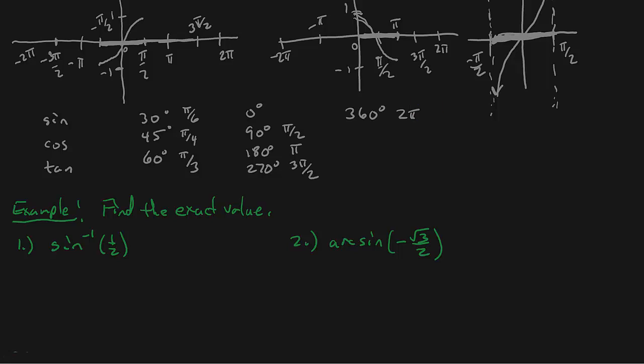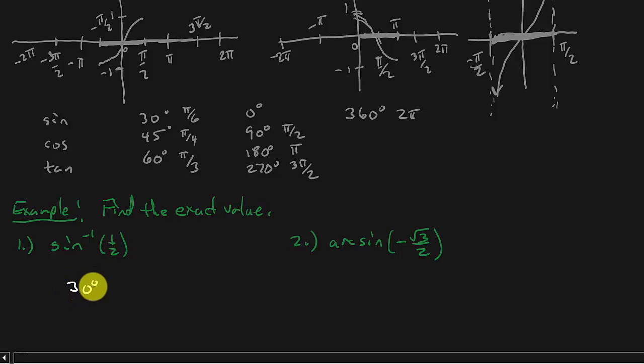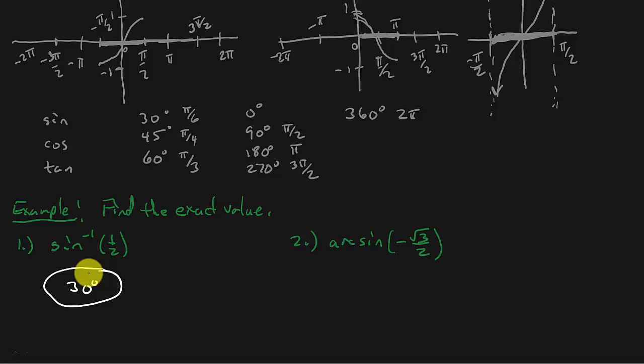So we've got inverse sine of 1/2. So the sine of what angle will give me 1/2? Well, that's 30 degrees. There's your answer. Okay, I'm going to do the first couple in degrees, and then we'll switch to radians.